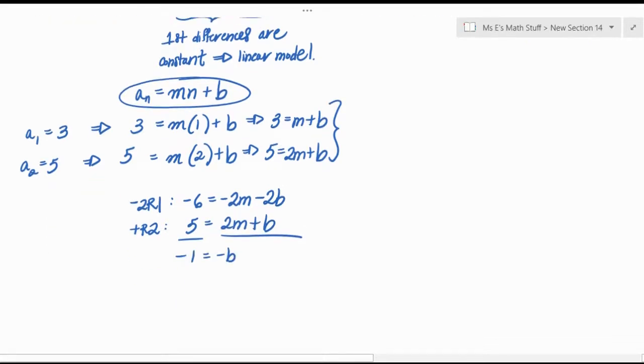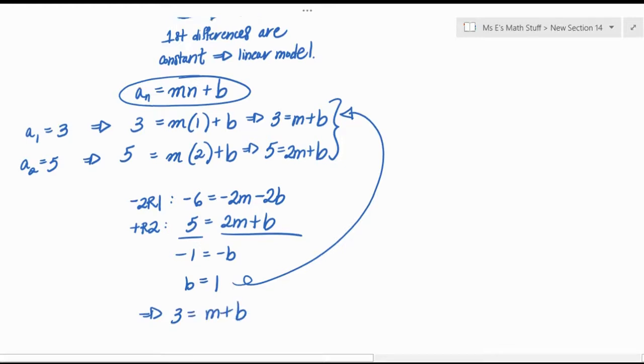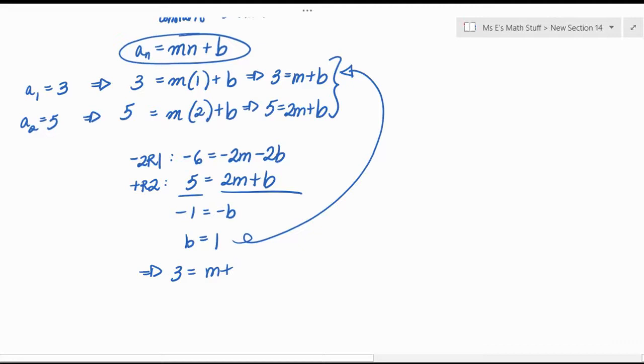And we'd get b equals 1. And once you know that b is 1, you could use that and back substitute into either equation. I like row 1. And then row 1 would then tell you that 3 is equal to m plus 1. And whoops, m plus 1. And that means m is equal to 2.